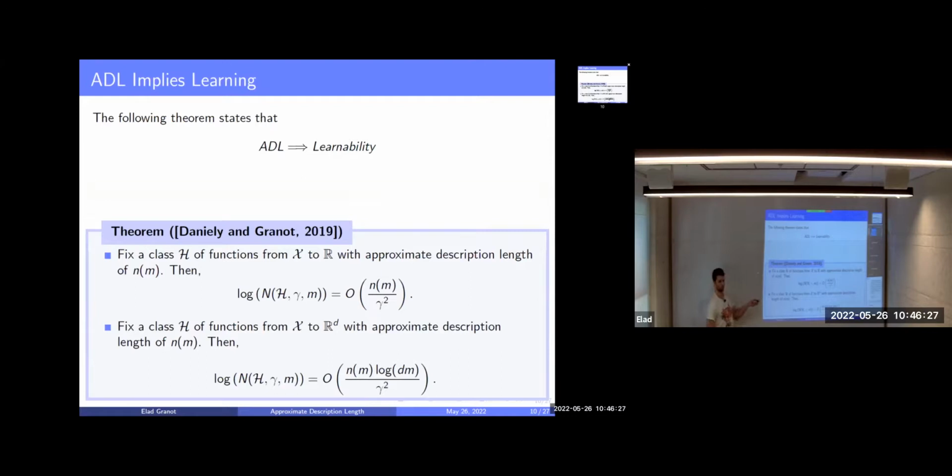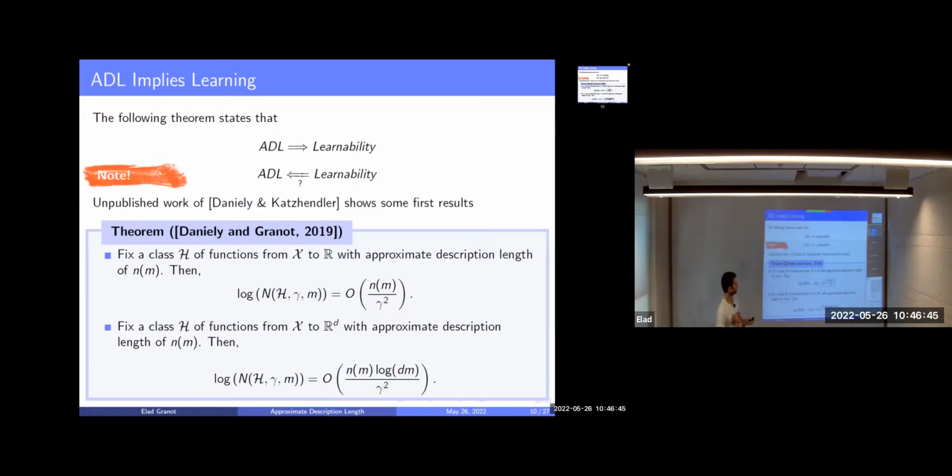Okay. So our first result is that ADL can be a proxy for learnability for bounding the generalization error. And we will show that by reduction to covering number. And some side notes, as for the other direction, whether ADL can be a lower bound for learnability, as is the case for binary classification, it's not well known, and there are some first results by Daniely and Katzenelson that show some nice things, but we will not get into that.